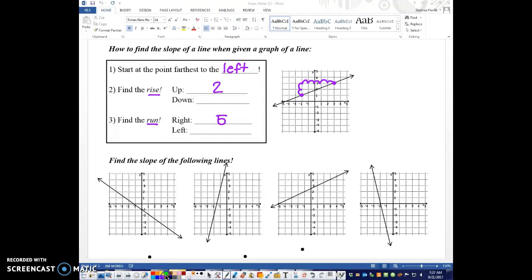Now let's say you did this opposite. Let's say you didn't start to the left and you started at the point way up here, and you wanted to come to this point. So it will go down 1, 2. So it's down negative 2. And if you went over here, 1, 2, 3, 4, 5, you'd go to the left negative 5.